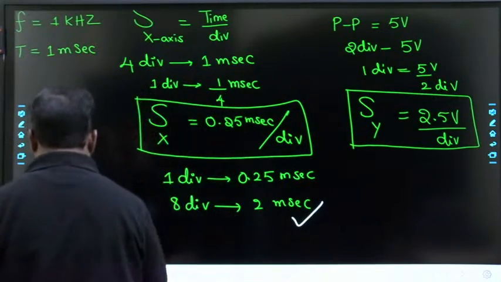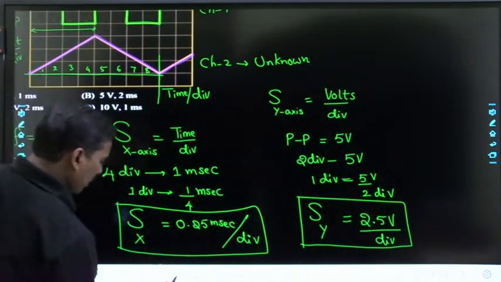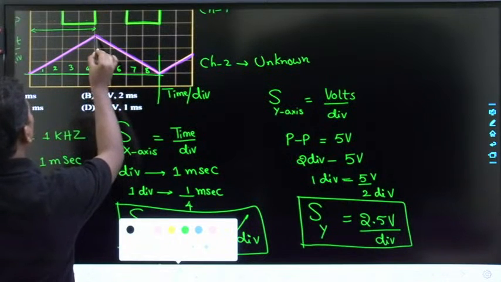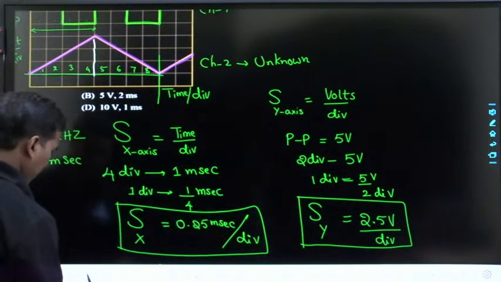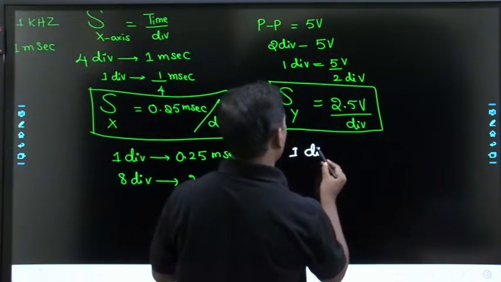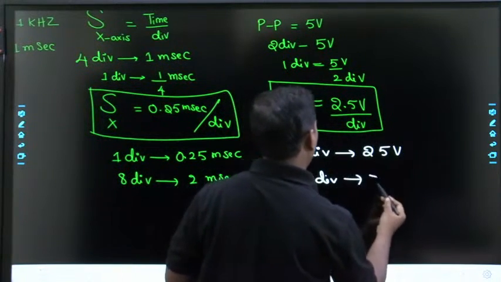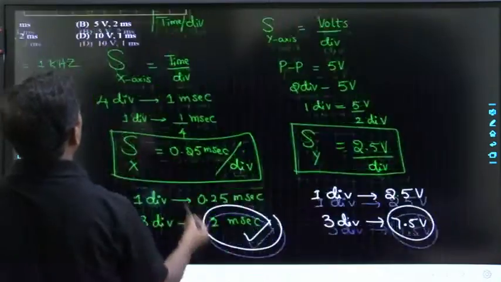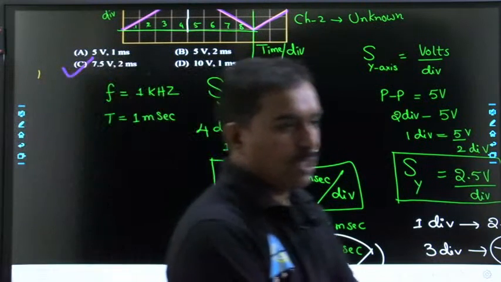Similarly, along the vertical, how many divisions are there vertically? 1, 2, 3. So 3 divisions vertically. Vertically 1 division is equal to how many volts? 2.5 volts. So 3 divisions contribute 7.5 volts. So the answer will be 2 milliseconds and 7.5 volts. So option C is the correct answer.